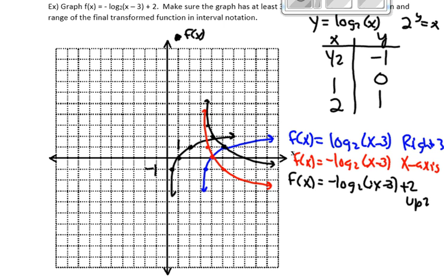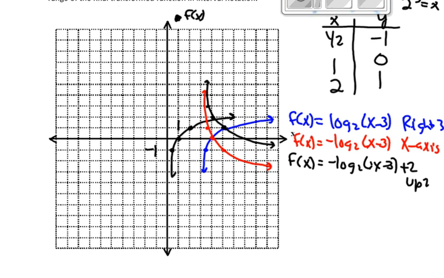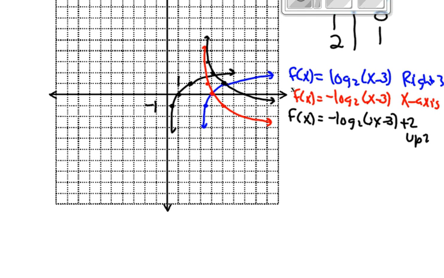Okay, so for the final black transformed function, I should be able to identify what the domain and the range are going to be. So the domain will be 3 to infinity, and the range is negative infinity to positive infinity.